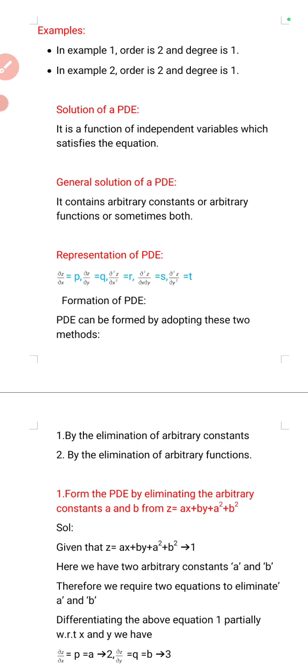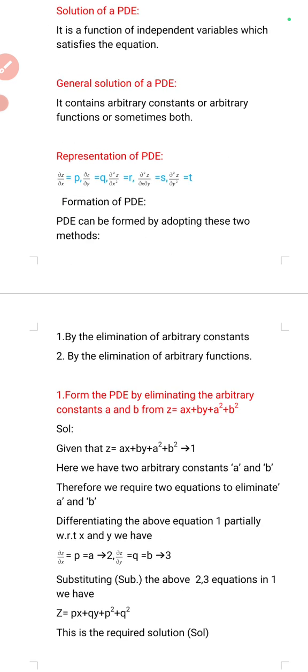If any arbitrary constants are present there, we have to just remove them. If any arbitrary functions are there, we have to eliminate them. This is the simple practice you have to follow while forming a partial differential equation. Friends, now we will see how to form a partial differential equation.